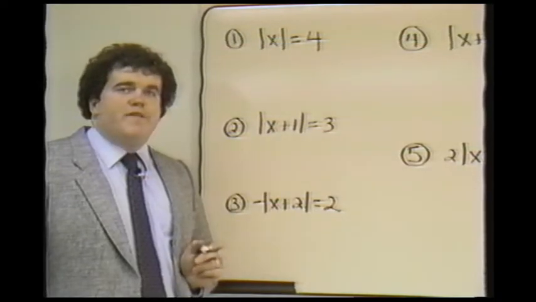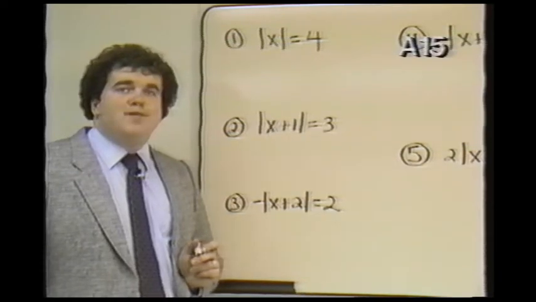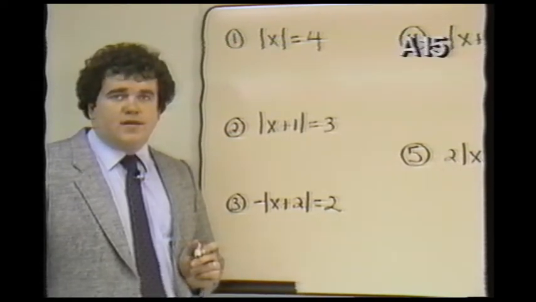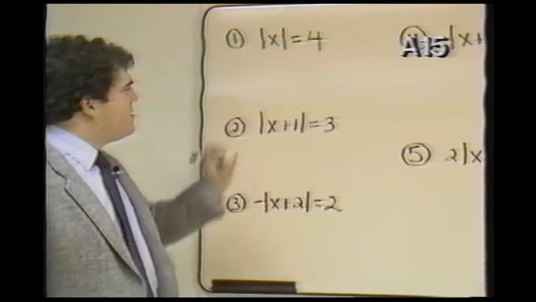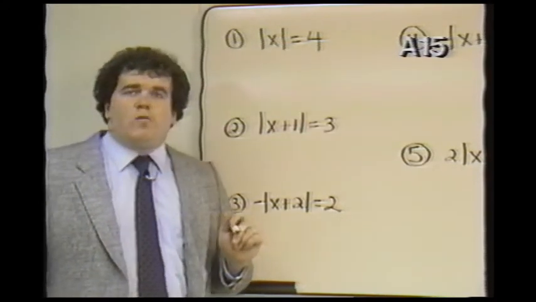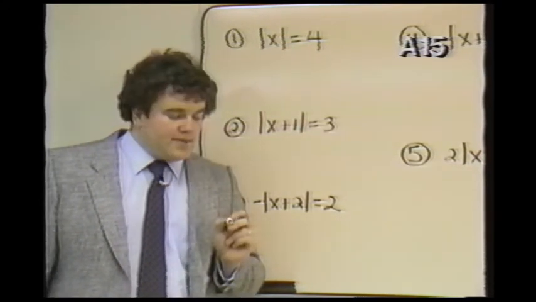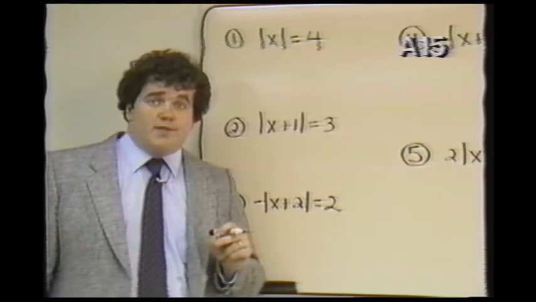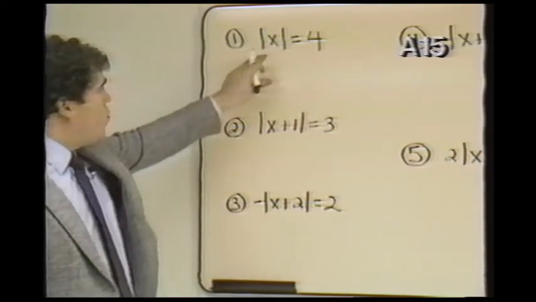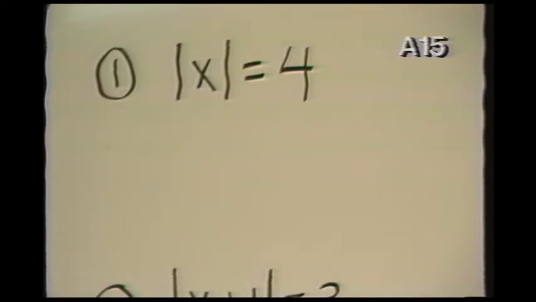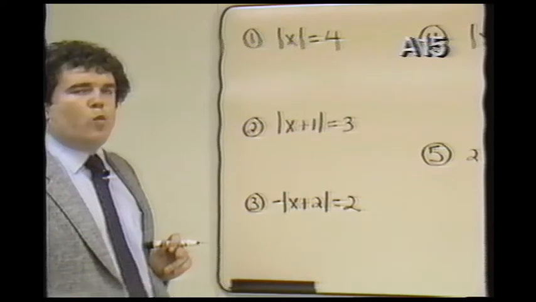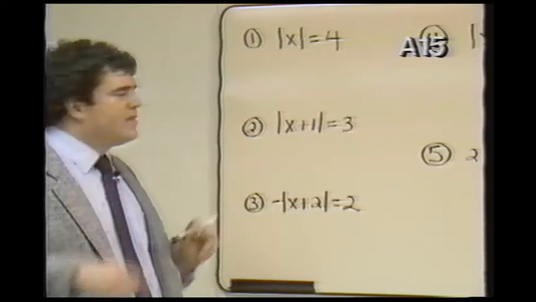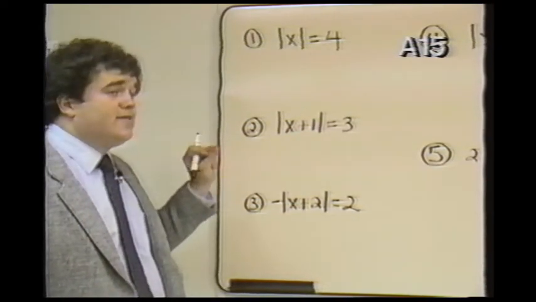In lesson number 15, we're going to solve absolute value equations. Now, in this lesson, I want you to remember that we'll almost always have two answers. See, you have to know how the absolute value function works. When I have a problem like this, the absolute value of x equals 4, there's not one answer that can satisfy this, but two answers.